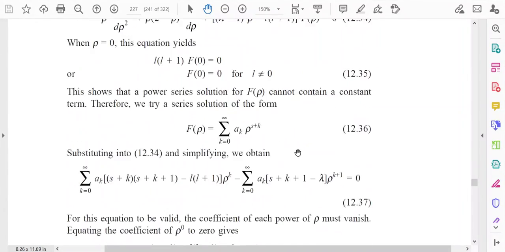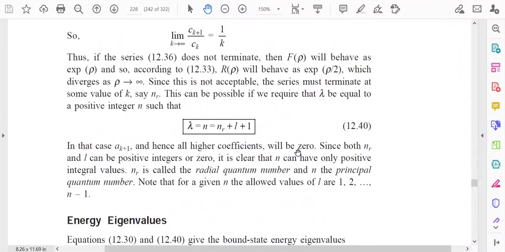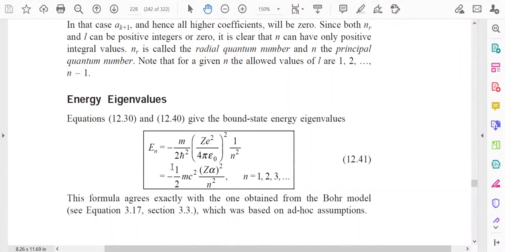So now what is the energy value? The energy value is this one: E_n is equal to minus m by 2 h-cut square into Z square by (4 pi epsilon 0) to the power 2, into 1 by n square. This can be expressed in terms of alpha also, but this expression for the energy is exactly the same as that obtained from the Bohr model.